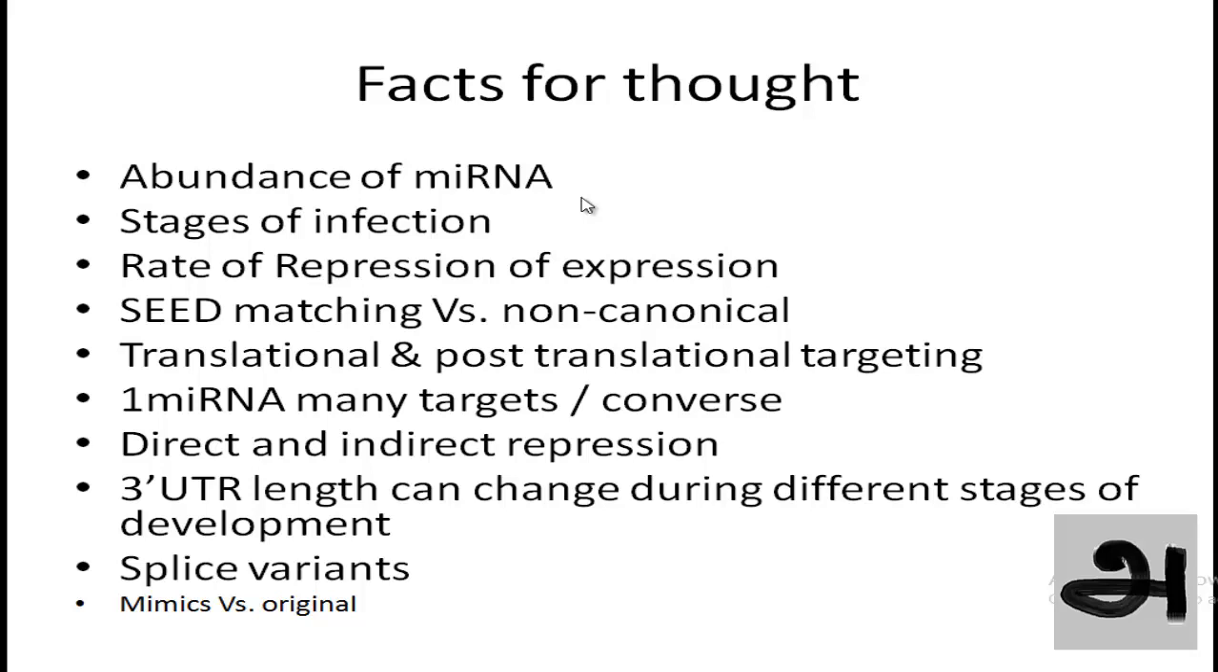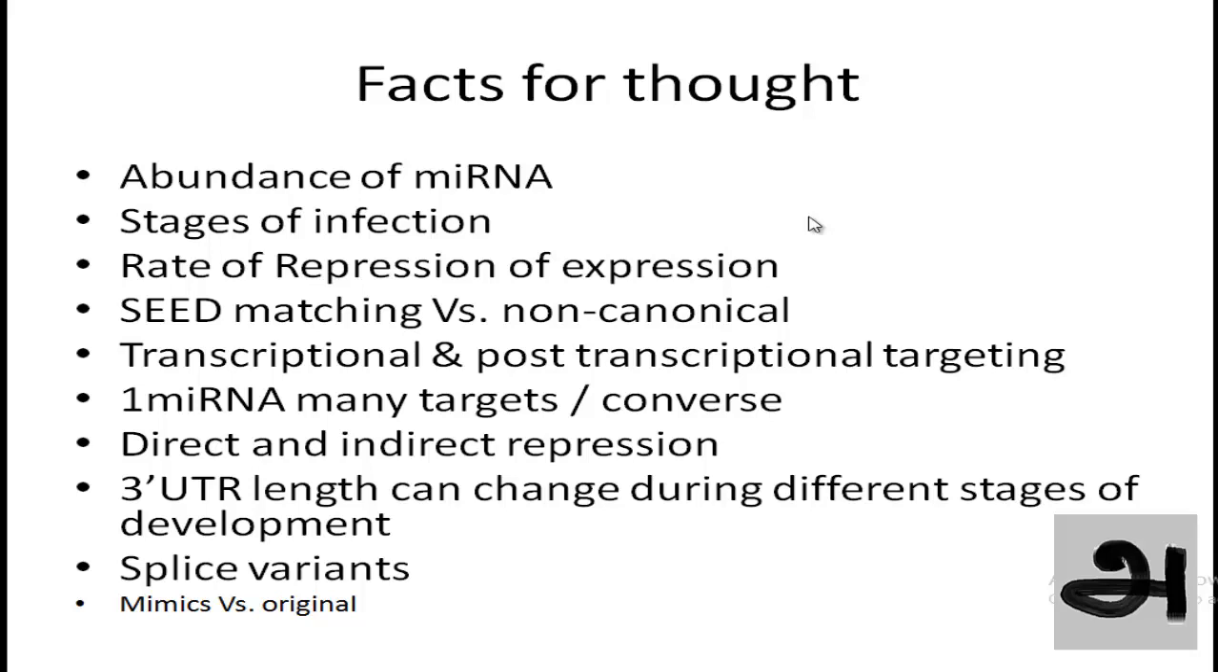So this is the speed, how fast a microRNA can stop or block the translation of a particular messenger RNA, or how slow. Seed match: most microRNAs go and bind where that region is called seed matching, and the rest of them are called non-canonical matching. The difference between these two: transcriptional and post-transcriptional targeting. Some microRNAs can go and bind during the transcriptional state. Most of the microRNAs act as post-transcriptional targeting agents.